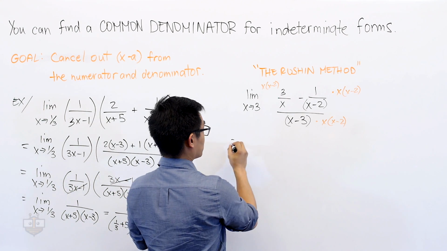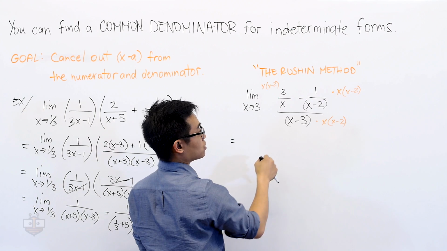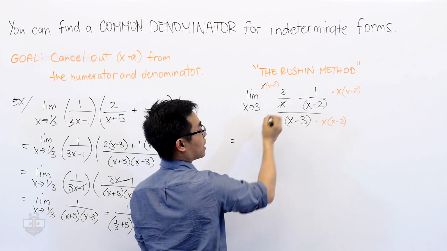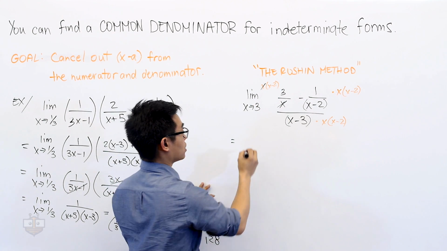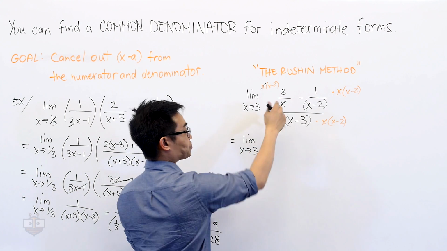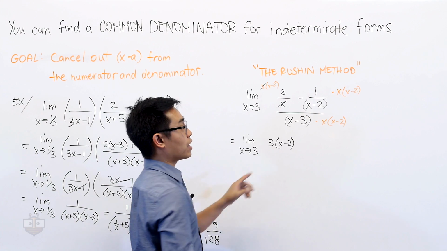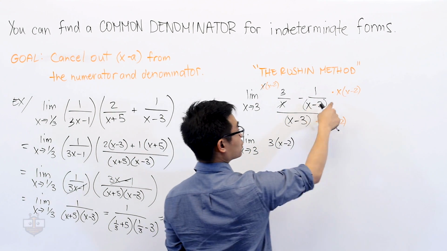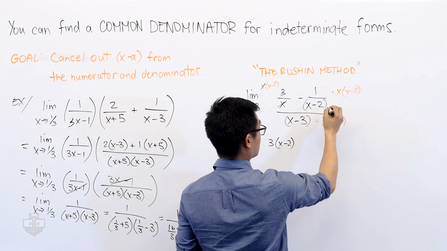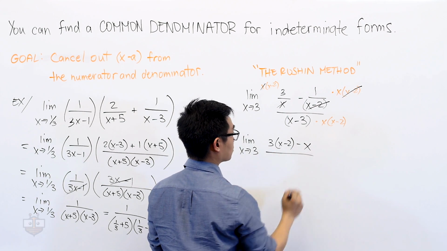What does that do for us? Well, if we multiply this expression by x(x minus 2), we have an x on the top and an x on the bottom, so it cancels out. So we get the limit as x approaches 3 of 3x minus 2. Then here, when I multiply this expression by x(x minus 2), the x minus 2's cancel out. So I'm left with minus x.